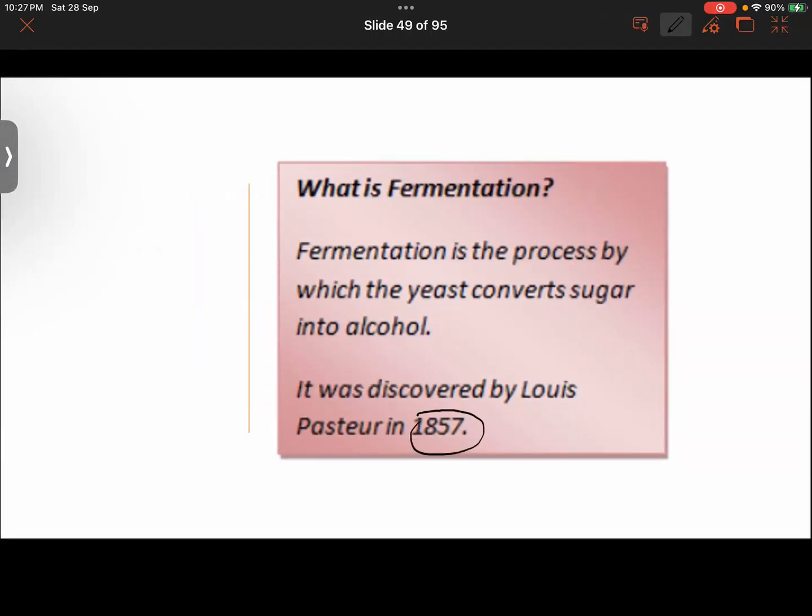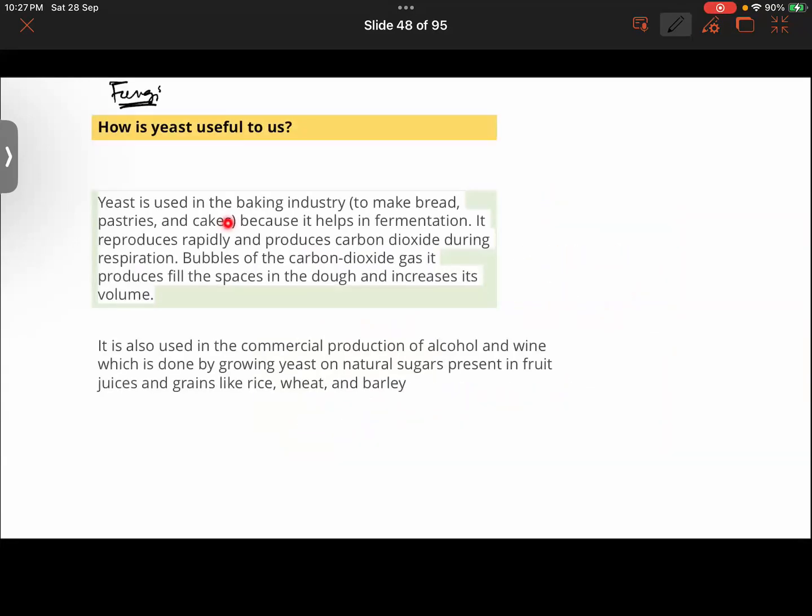He not just discovered it, but he actually showed the world how the yeast transforms glucose into alcohol. So fermentation is the process by which the yeast converts sugar into alcohol, and it was discovered by Louis Pasteur in the year 1857. So yeast is used there also. It basically helps in fermentation.